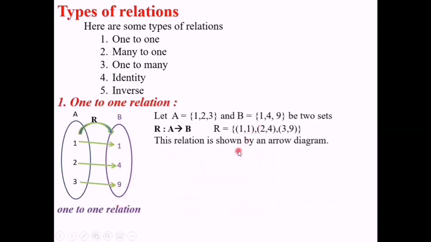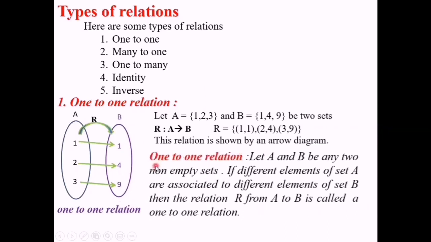Let's define it. One-to-one relation. Let A and B be any two non-empty sets. If different elements of set A are associated to different elements of set B, then the relation R from A to B is called a one-to-one relation.